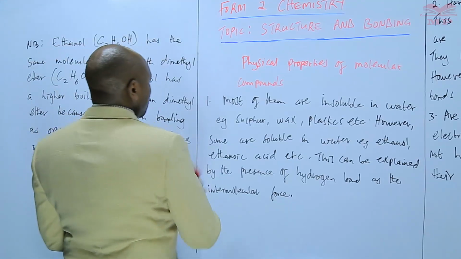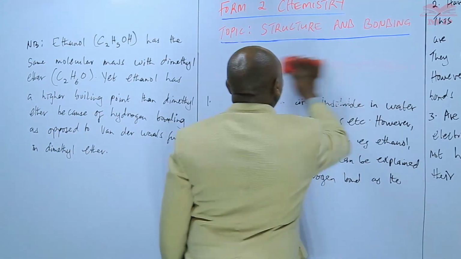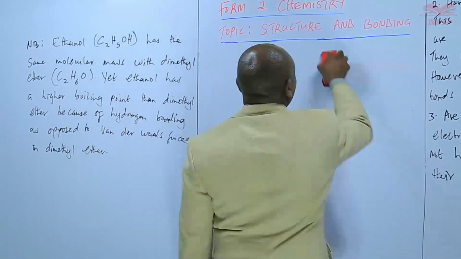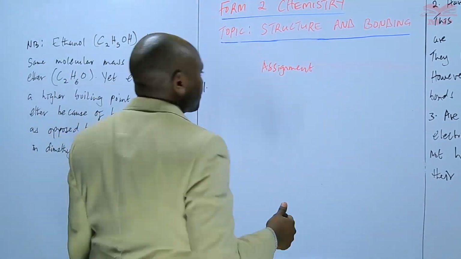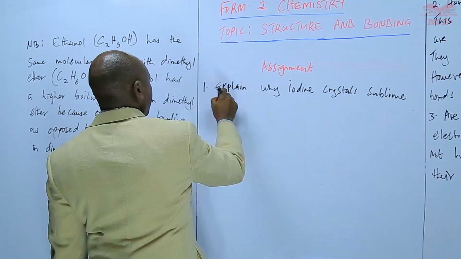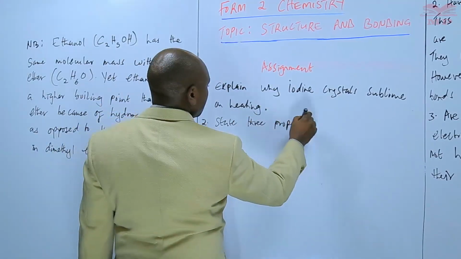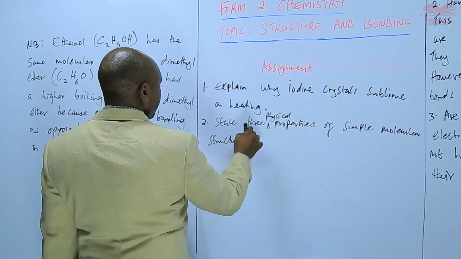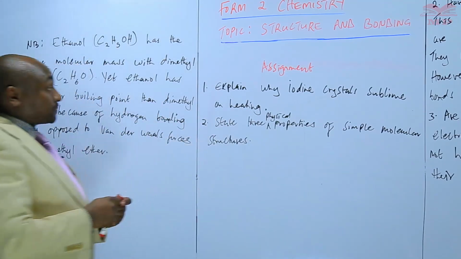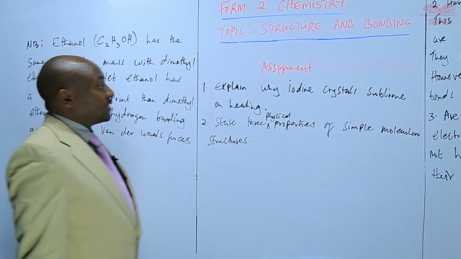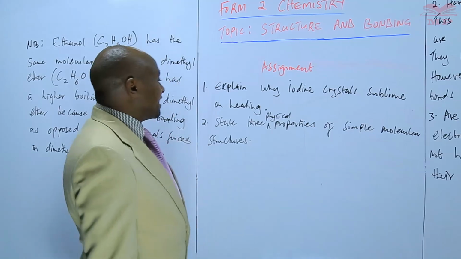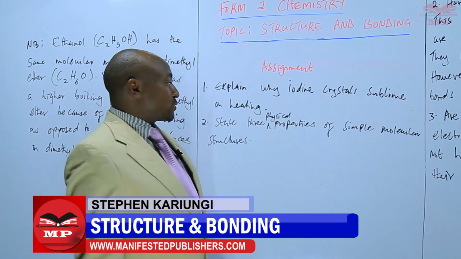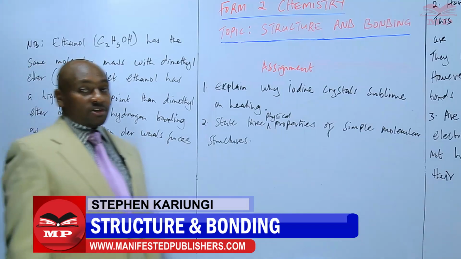So at that point, we can have an assignment. The first question, explain why iodine crystals sublime on heating. And 2, state 3 physical properties of simple molecular structures.